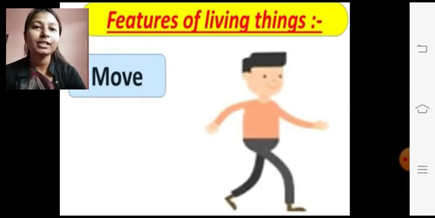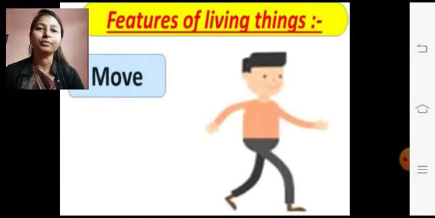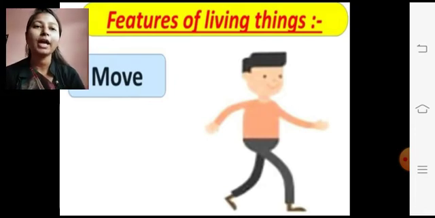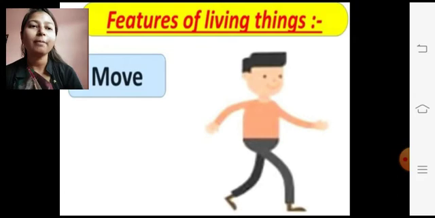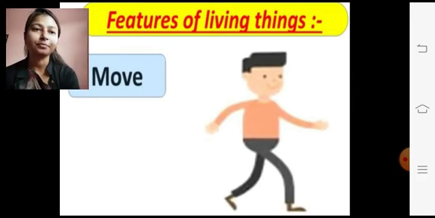First feature is move. All living things move. They move from one place to another. Animals move from one place to another. Plants also move, but they cannot move from one place to another. Some parts of plants move, like roots.